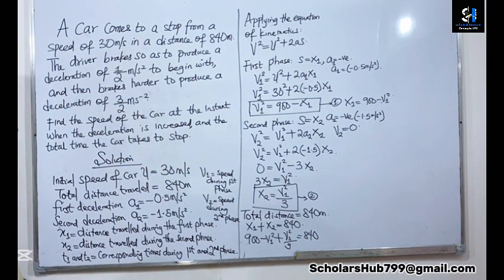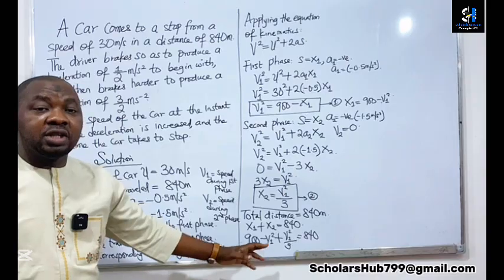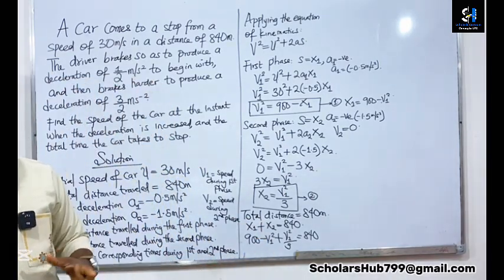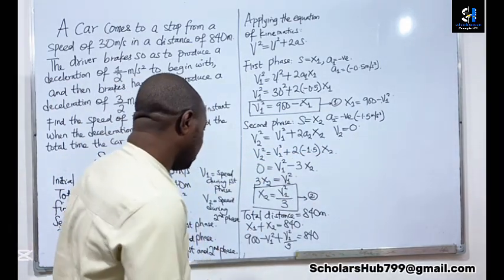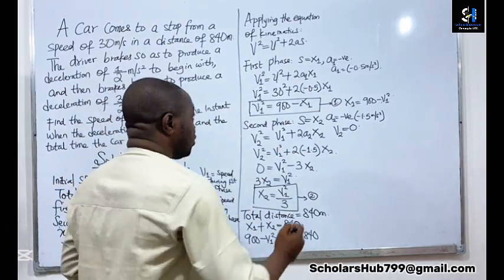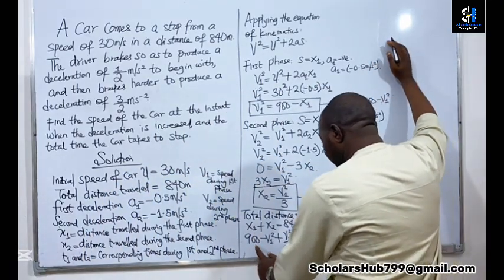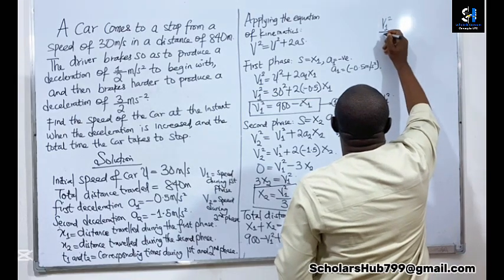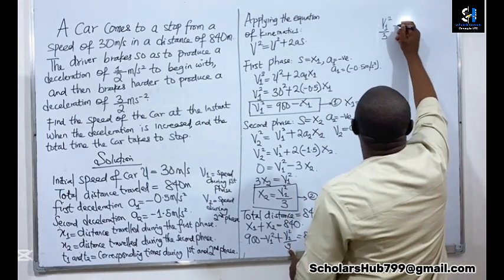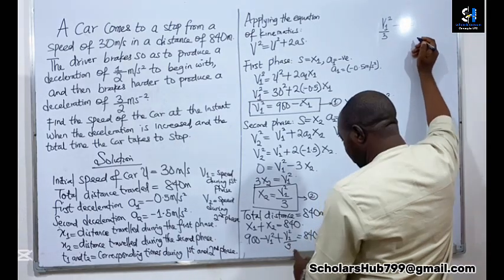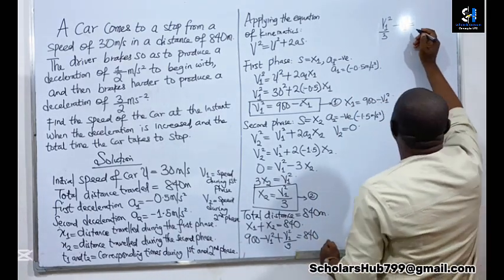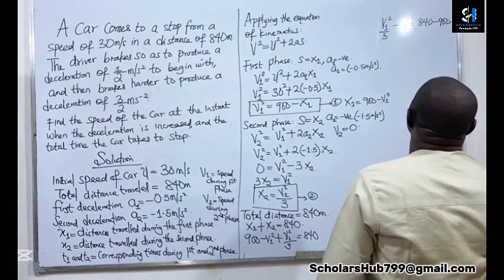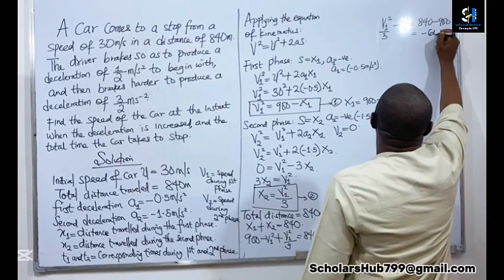All right, so let's not forget that we want to calculate v1, because I said during the second phase the velocity will be equal to 0, and that's exactly what we have here. So from here we have v1 squared over 3 minus v1 squared equals, moving 900 to the right-hand side, 840 minus 900. So this will be negative 60.